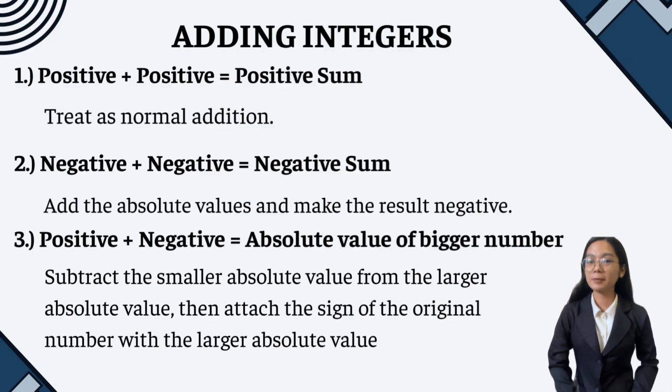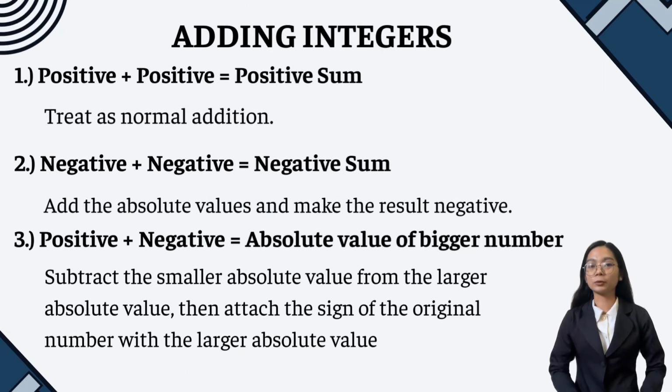Here are the additional rules for adding integers, those positive and negative whole numbers. Once you know these simple rules, adding integers will be easy for you, class. So let's first go to rule number 1. Rule number 1 is positive plus positive is equal to positive sum. Adding 2 positive numbers is very easy, class, because it's just a normal addition. Rule number 2 is negative plus negative is equal to negative sum.